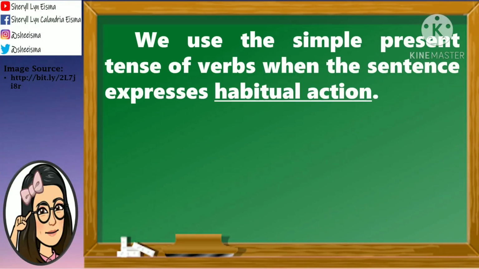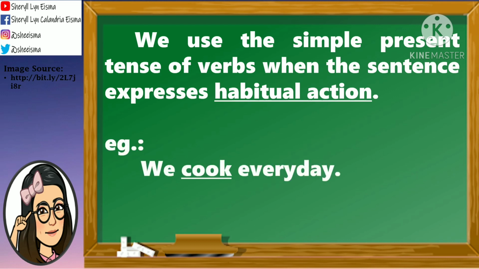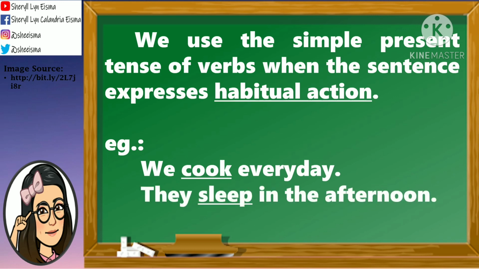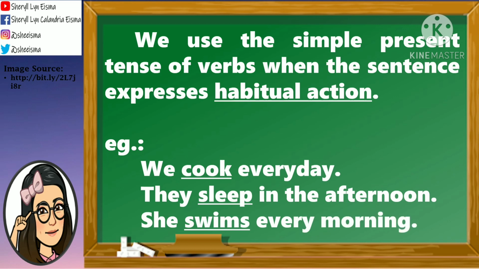The last thing is we use the simple present tense of verbs when the sentence expresses habitual action, meaning there is a regular or consistent pattern of action. For example, we cook every day. They sleep in the afternoon. She swims every morning.